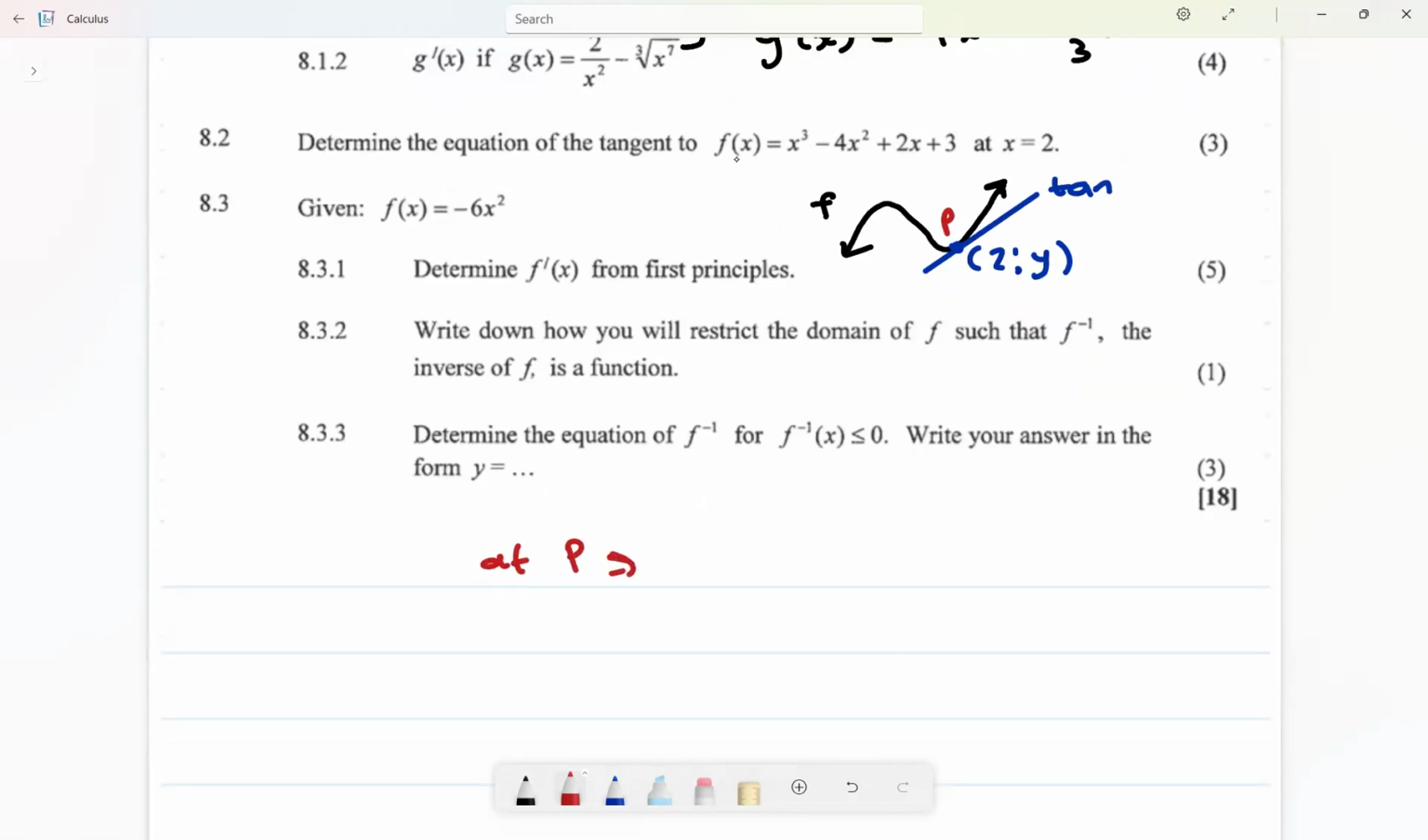what happens? The gradient of the tangent is equal to the gradient of the function at a specific point. Remember, when I derive f, I get its gradient, right? Remember, the derivative is the gradient. So when I derive f, I get the gradient, right? But now at which x coordinate?